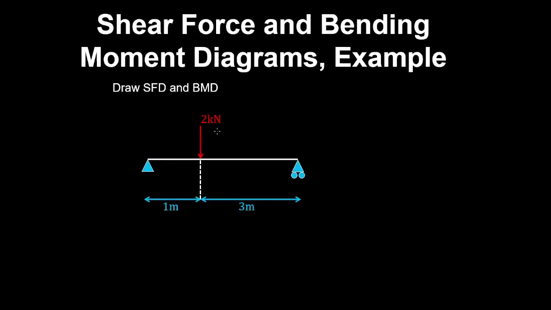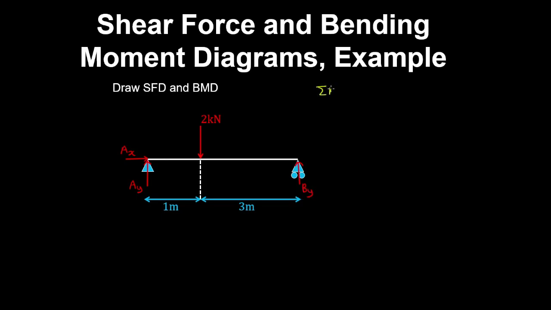Let's draw the shear force and bending moment diagram for this beam. So first we'll take a free body diagram of the beam and draw in the reactions. At the pin we have a vertical reaction and a horizontal reaction. And at the roller we have a vertical reaction.